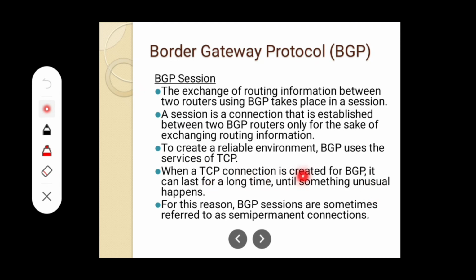When the TCP connection is established, it can last for a long time until some congestion or any other unfair activity happens. For this reason, BGP sessions are sometimes referred to as semi-permanent connections. So BGP sessions are also known as semi-permanent connections. That means that until something unusual happens, the TCP connection will be maintained.